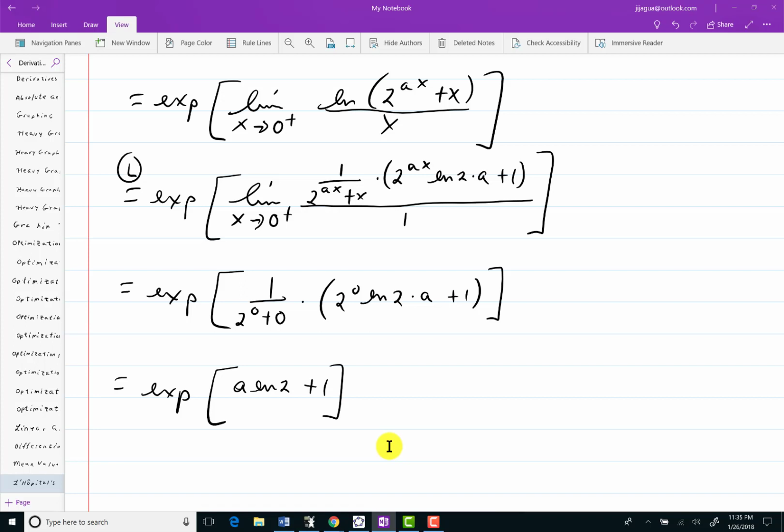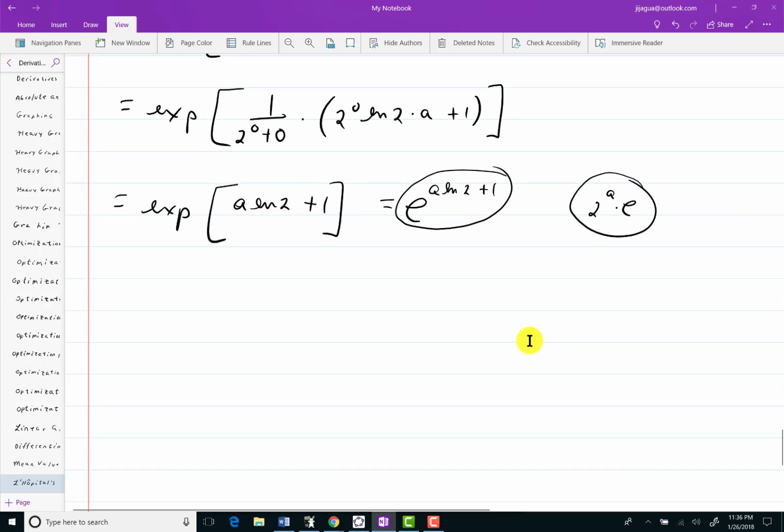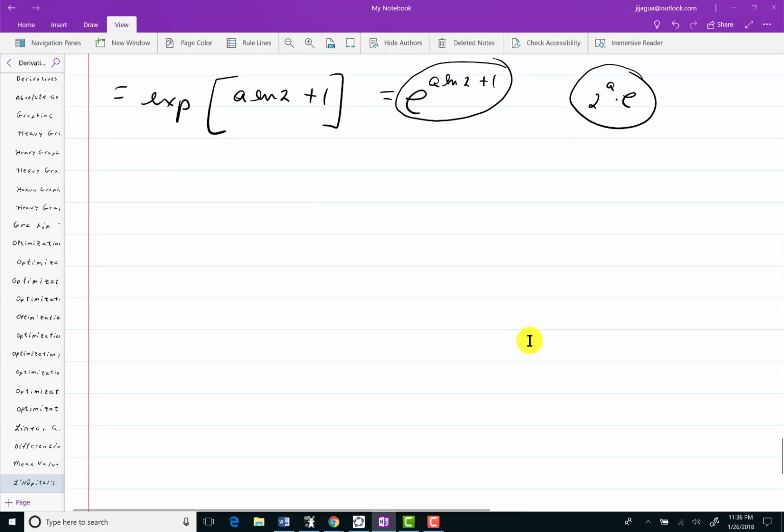And I guess you can keep it like that. There are other things you can do, but I'm not going to require that. The final answer is e to the a ln 2 plus 1. I mean, there are other things that you could do. For example, you check this out on your own. You can rewrite this as 2 to the a times e. Maybe you like that one better. This is just a matter of taking that a, putting it up there, noticing that e and ln cancel, and then e to the 1 is e. So whatever one you like better. Neither one will be required.